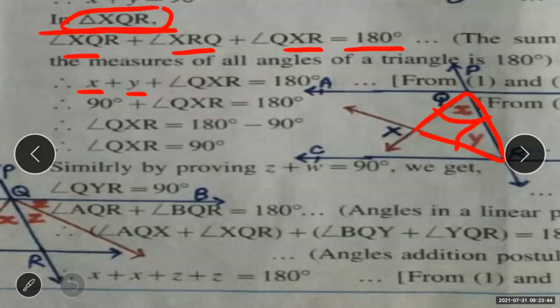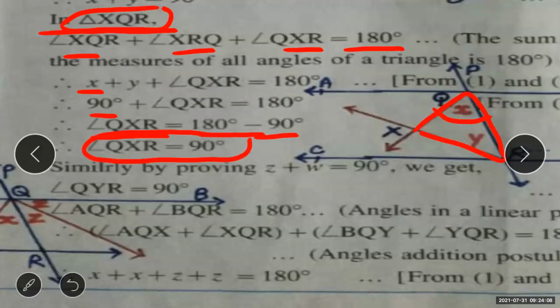Is it okay then? What is the next step? To find the value of angle QXR, this 90 gets subtracted from 180. So 180 minus 90, and we find that angle QXR equals 90. This means this angle measures 90 degrees.